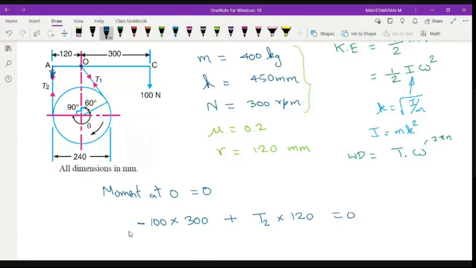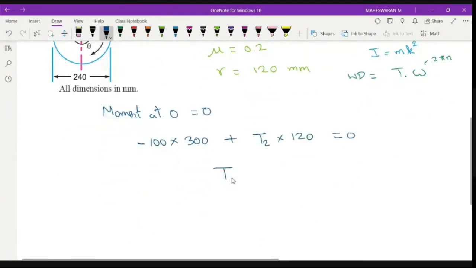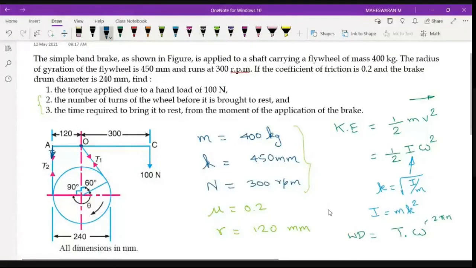Right? So that is why we put minus and plus. In that case, I can identify the value of T2. So T2 will be equal to 100 into 300 divided by 120. So what is your T2 value? You are getting 250 Newton. Can you explain why T1 we are not... Yes, sir, T1 is 0, sir. T2 we are taking directly as moment, sir.